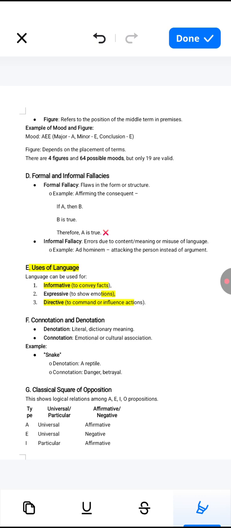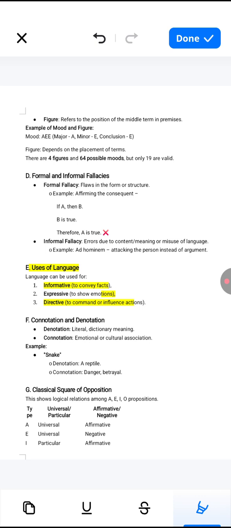Next we have deductive and inductive reasoning. Deductive reasoning is general to specific, and if the premises are true, the conclusion must be true. It is used in maths and logic. For example, all mammals are warm blooded and whale is a mammal, hence whale is warm blooded. This is the conclusion of the two premises.